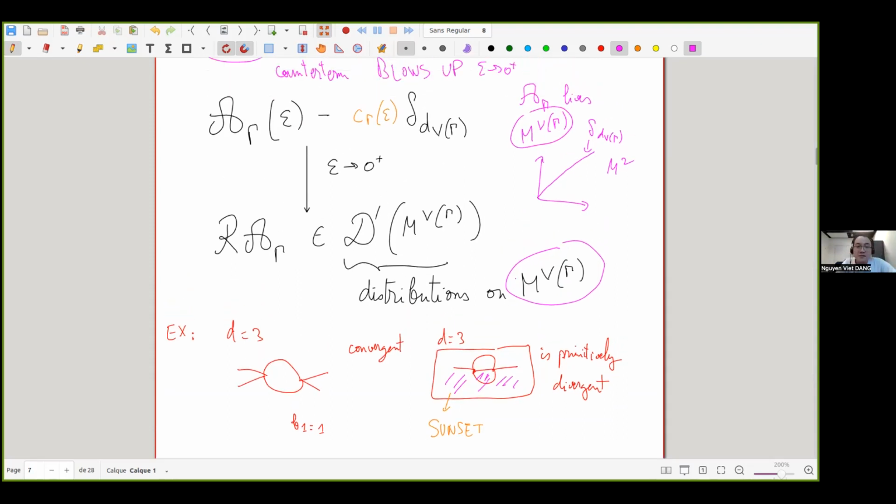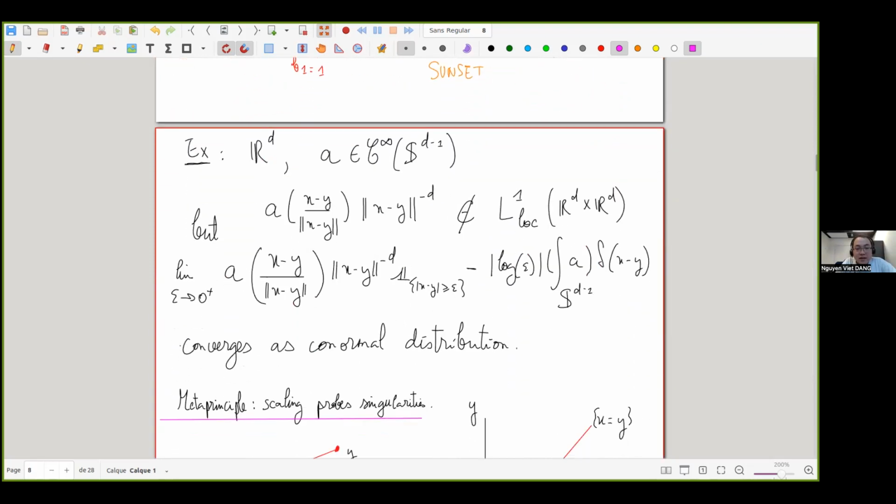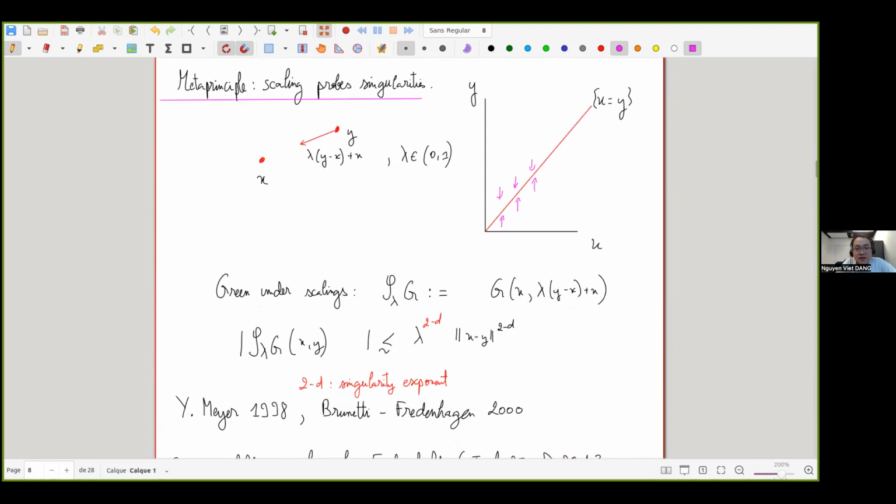Okay, so now let me sketch the proof of this baby theorem. The first idea behind this theorem and behind many works in singular stochastic PDE is that you need to use scaling to probe singularities. You have analytical objects, functions, distributions, and you make scaling, you zoom infinitesimally near some singular regions, and you see how the object responds when you zoom. This gives you singularity exponents, and these exponents measure the singular behavior of your objects near the singular locus.